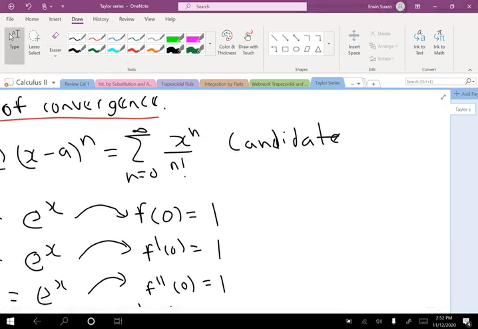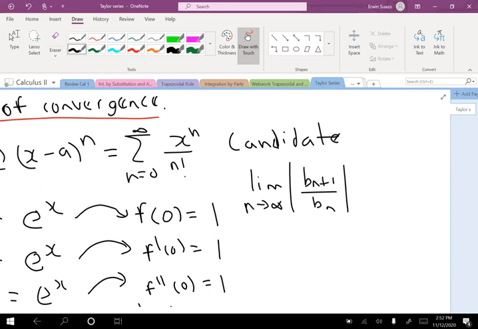So let's use the ratio test. What is a sub n? The limit of b sub n plus 1 over b sub n as n goes to infinity. So what is b sub n?